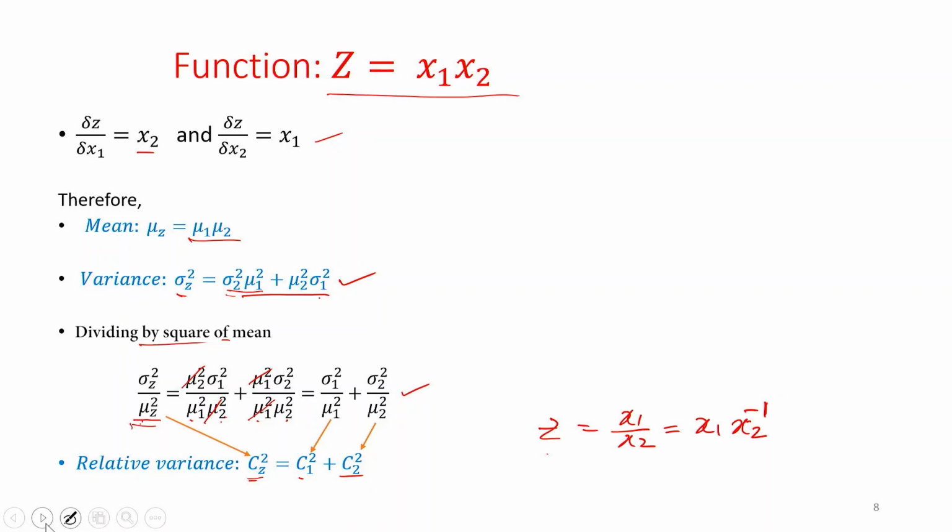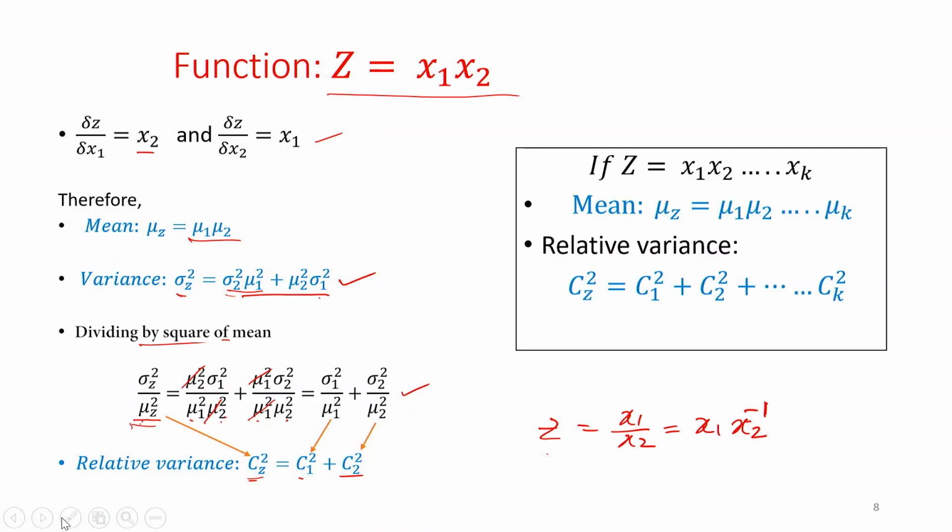Okay, now if we extend the same thing for k number of independent variables, z is equal to x1 into x2 into x3 up to xk, then the mean is going to be similar, mu1 into mu2 into mu3 up to muk. And the relative variance squared of z will be the summation of individual relative variances, c1 squared plus c2 squared up to ck squared. So these are very important relationships which will be used in future lessons.